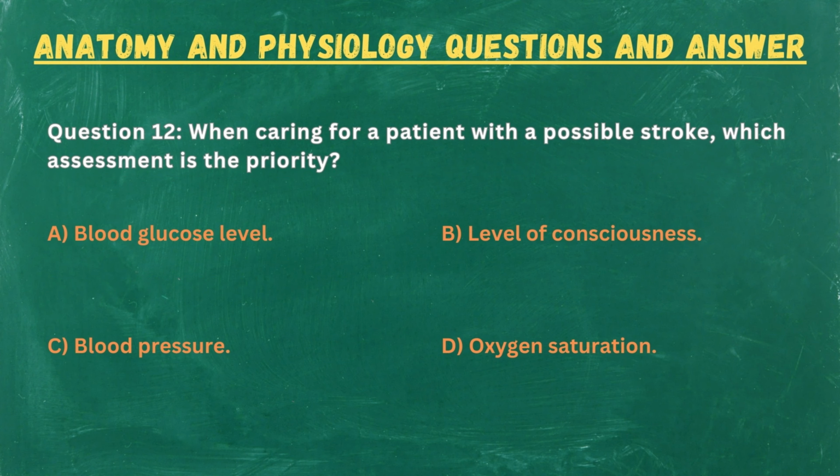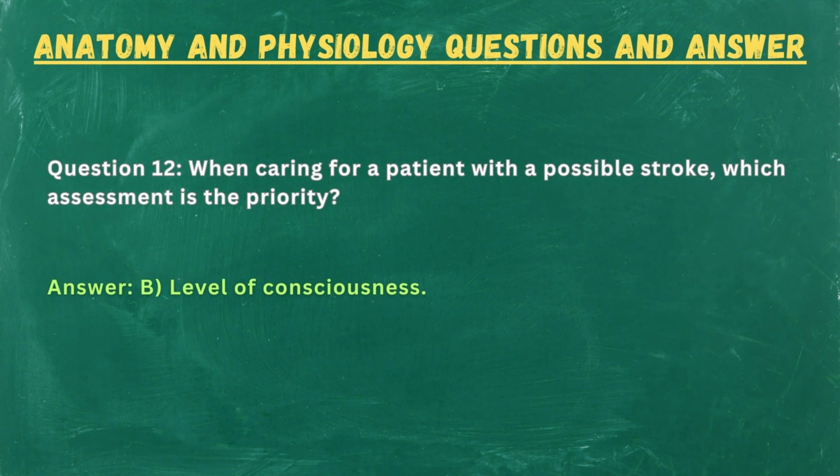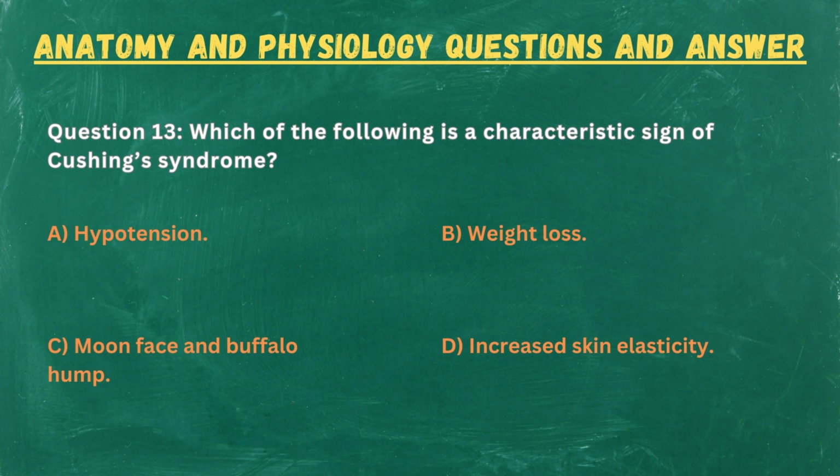Question 12. When caring for a patient with a possible stroke, which assessment is the priority? A. Blood glucose level. B. Level of consciousness. C. Blood pressure. D. Oxygen saturation. Answer: B. Level of consciousness.